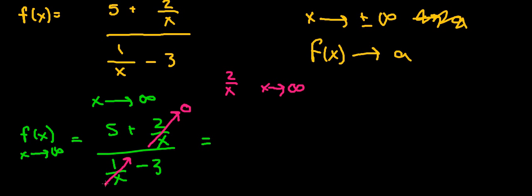So if we put in x is equal to a trillion, this is going to be 2 over a trillion, and it's going to be practically nothing compared to 5, and practically nothing compared to minus 3. So we're going to say that this is equal to, as x goes to infinity, 5 over minus 3, or negative 5/3. So what this means is that there is a horizontal asymptote at minus 5 over 3.